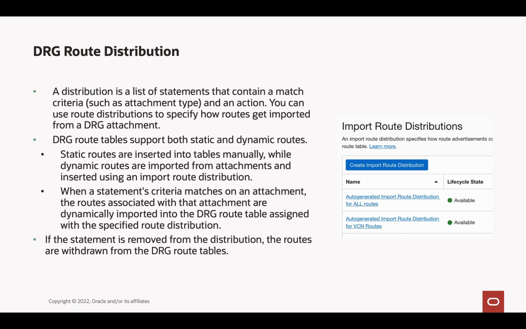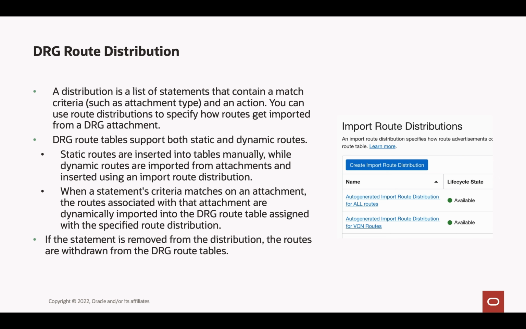DRG route distributions. Distribution essentially is a list of statements that contain a match, such as an attachment type and an action. You can use route distributions to specify how route gets imported from a DRG attachment. We could have independent DRG route tables. Each has its own distribution, and each distribution may be importing from VCN A while the other one could import from VCN B, and so on and so forth. It's a way to segment and segregate traffic.